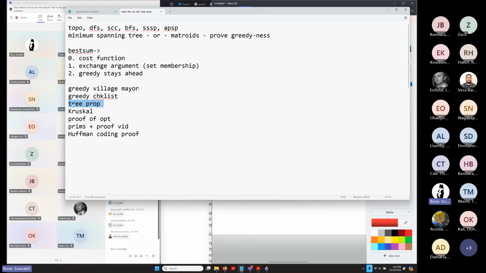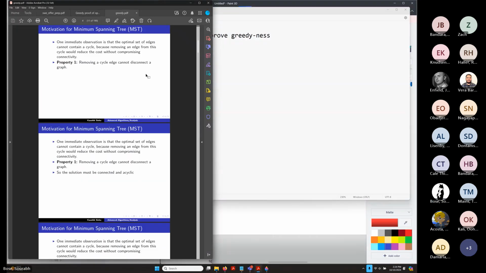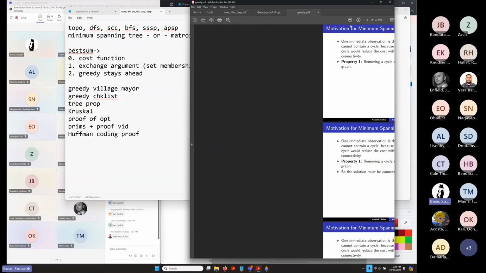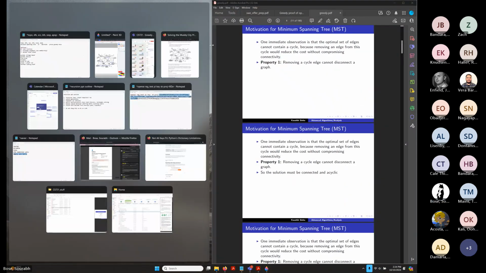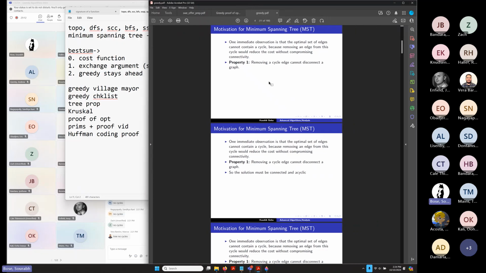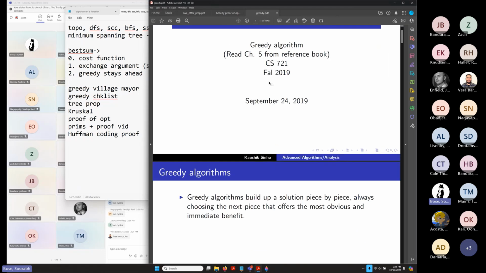So firstly, let us talk about properties of trees. Let me have the chat window open on the side as well. Okay, so we are at the slides for greedy algorithms.